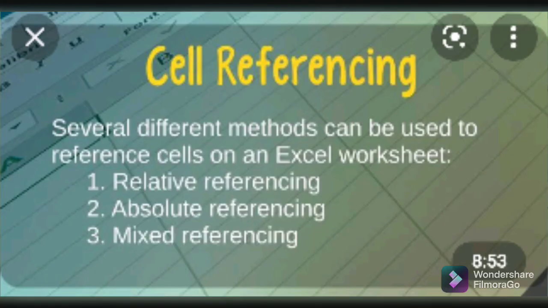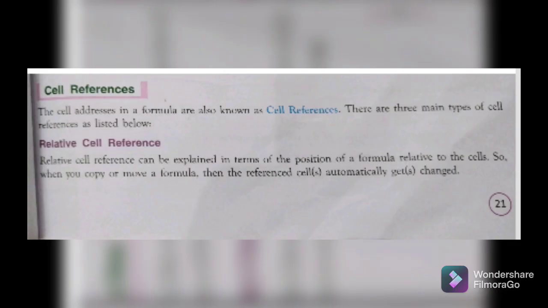There are three main types of cell reference. First, relative cell reference, then absolute cell reference, and the third one is mixed cell reference. Now we will discuss the first cell reference, that is relative cell reference.